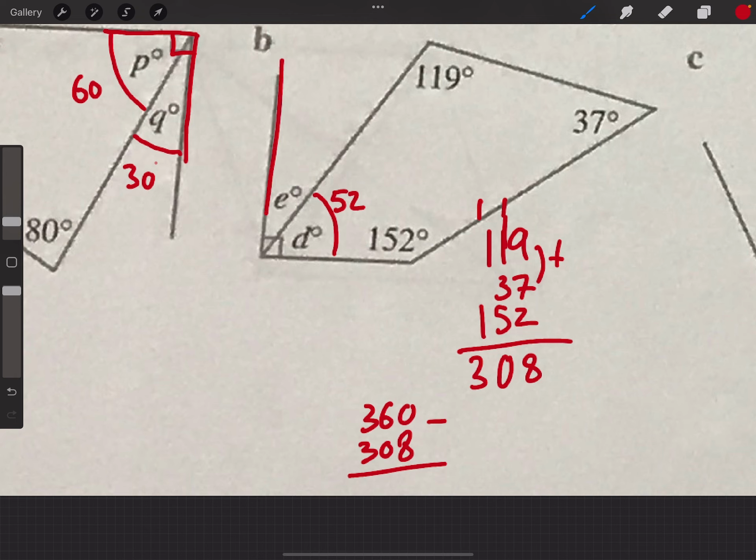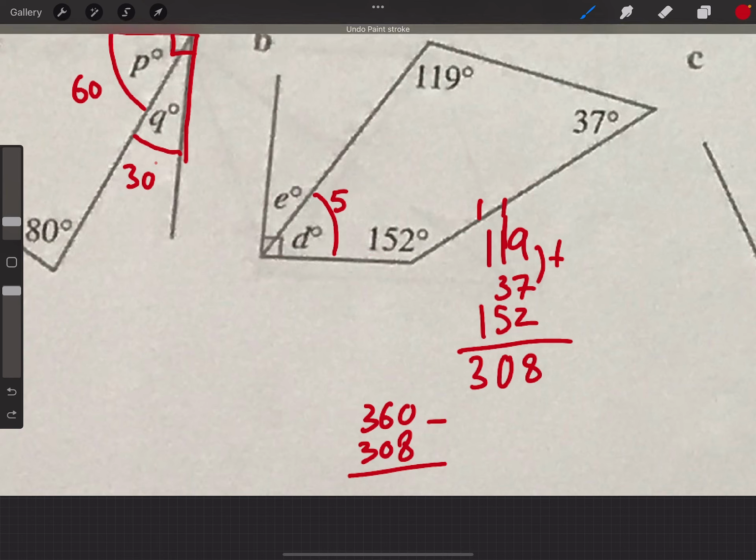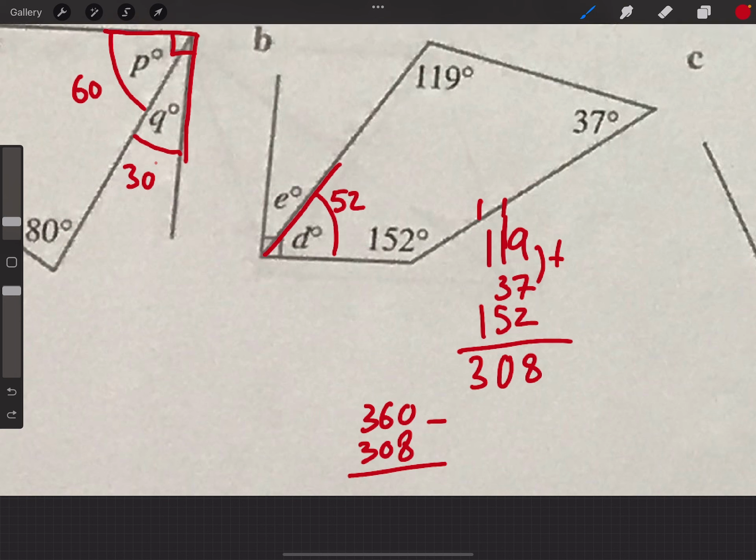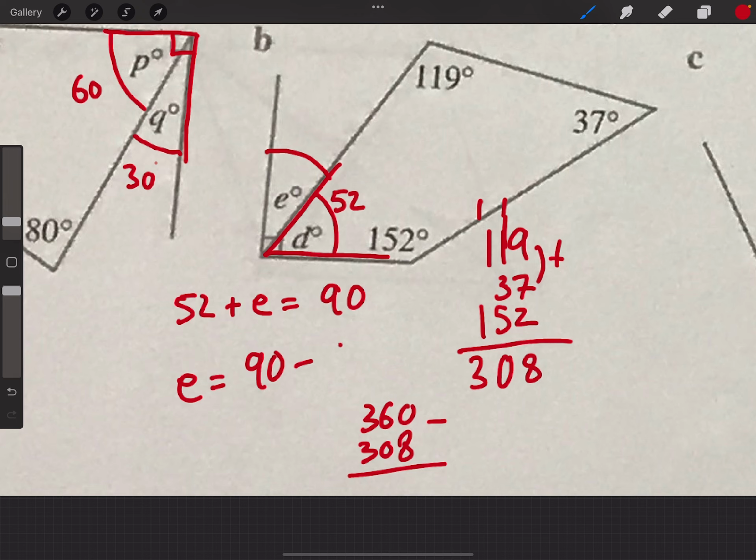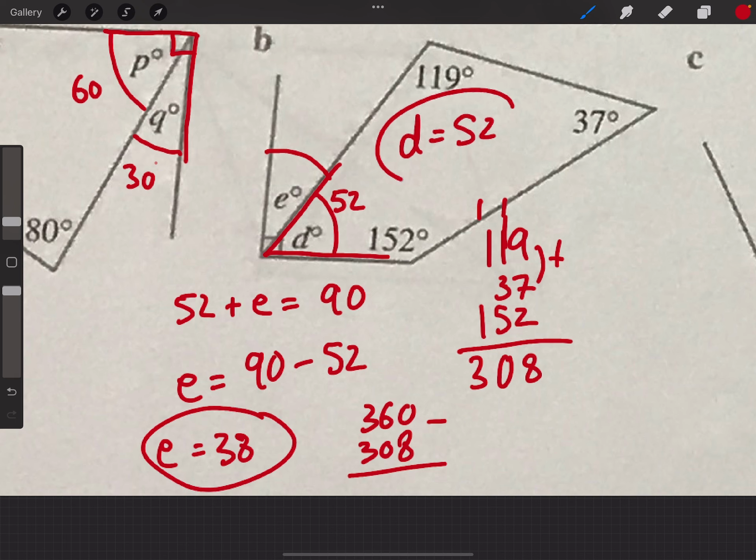Now we do know that this angle here is 90 degrees, marked by that little box there. Okay, so 52 plus the angle E is equal to 90. So E is equal to 90, do a subtraction to find the difference. 90 minus 52, and E is equal to, is it 40? No, 38. There you go. So E equals 38 and D is equal to 52.